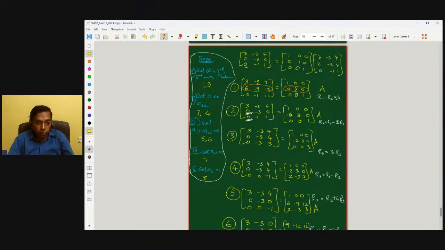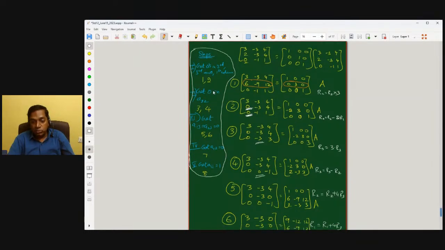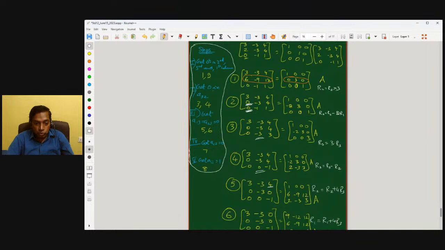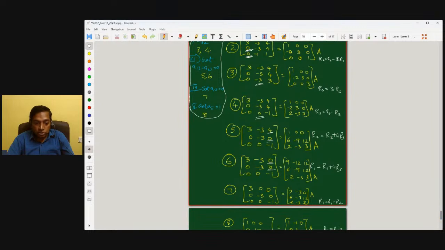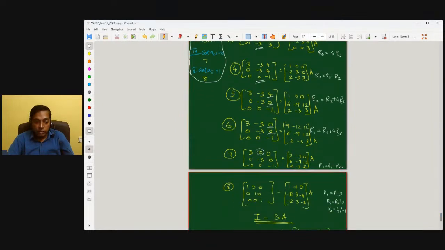Then 3 and 4 was focused on this becoming 0. Then 5 and 6 was focused on these two becoming 0. Notice how I first multiplied by something and then this thing. And then 7 was focused on this fellow. And then 8 was focused on each of these diagonal elements. Okay.